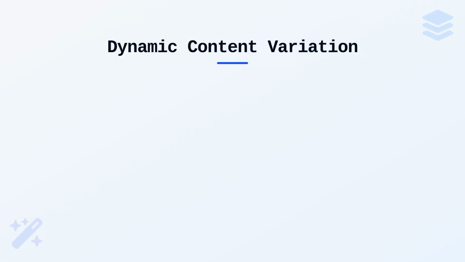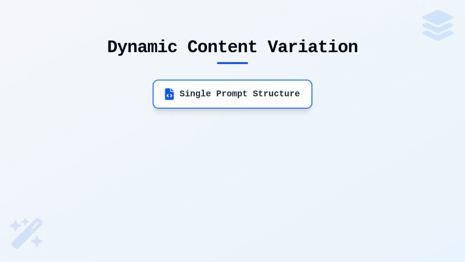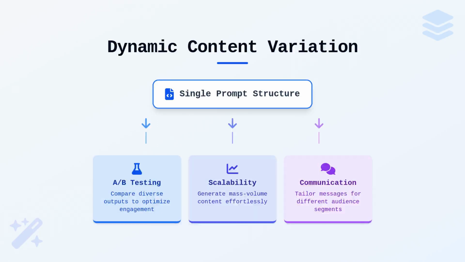Hello, and welcome back to our workspace as we examine the mechanics of dynamic content variation. We will discuss how to systematically generate diverse outputs from a single prompt structure, which is essential for effective A/B testing and scalable communication.